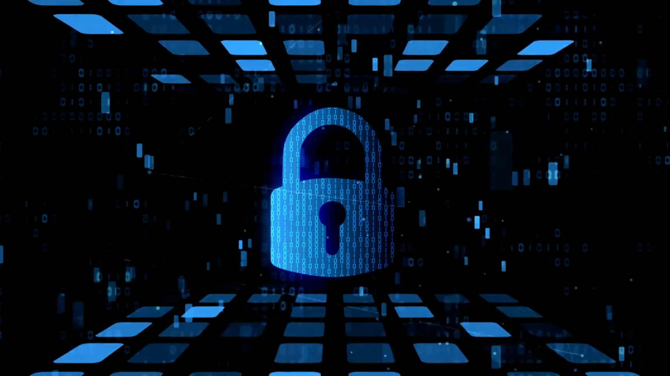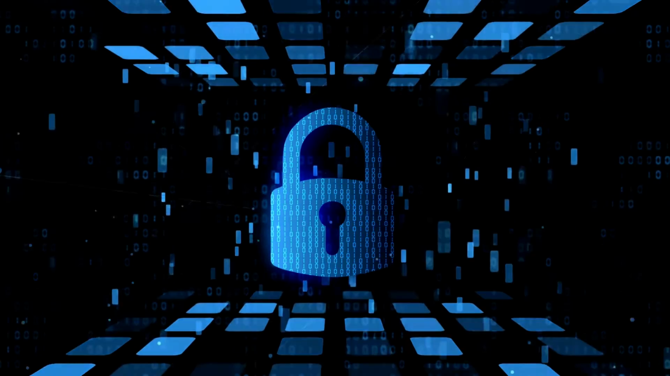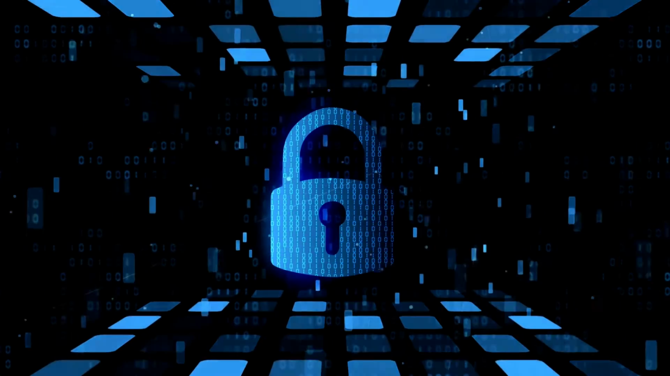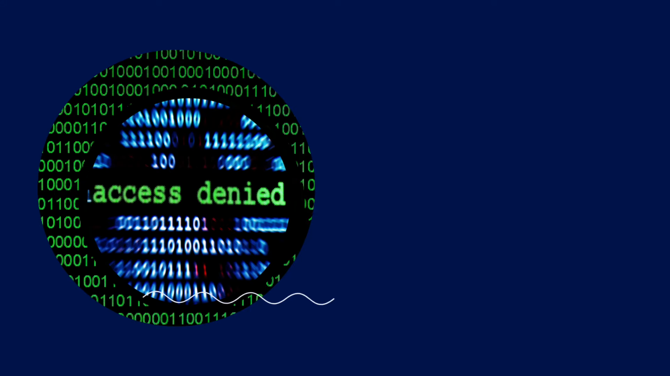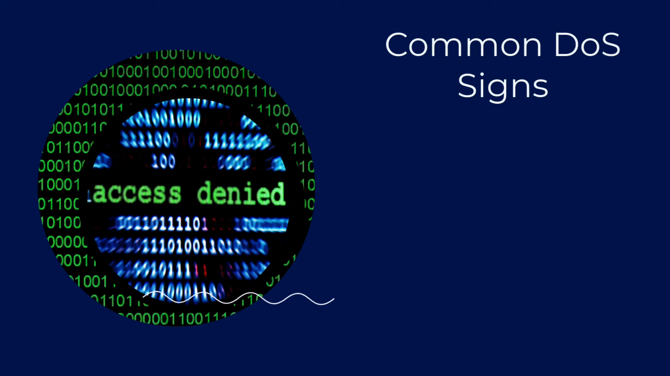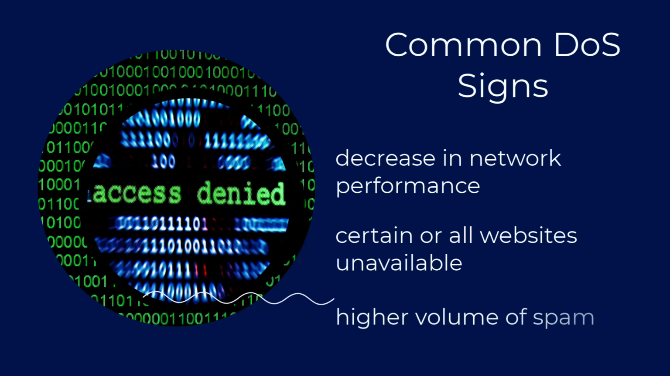Another more destructive type of denial of service is a distributed denial of service attack, in which multiple machines operate together to further flood a specific target. Some common signs to look for in identifying denial of service are a decrease in network performance, certain or all websites unavailable, and a higher volume of email spam.